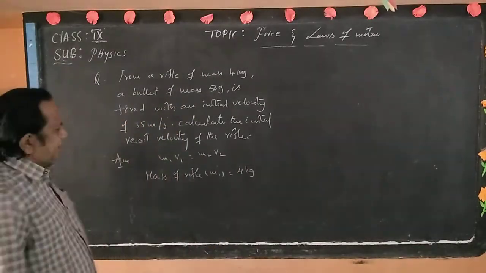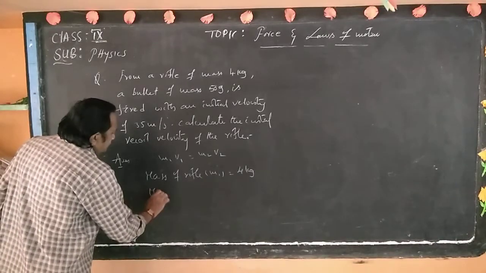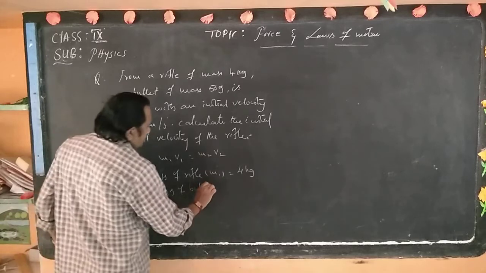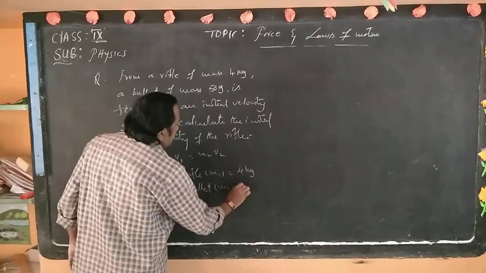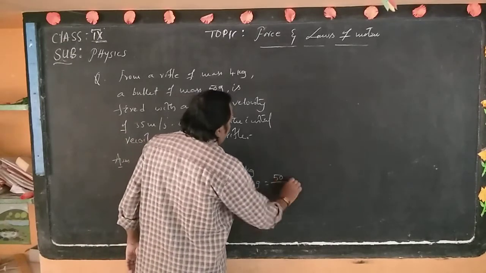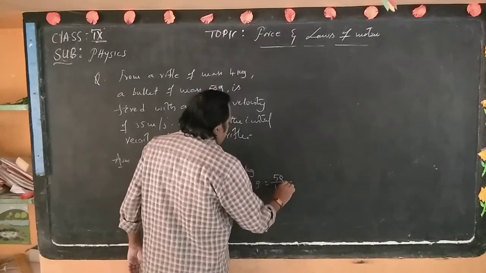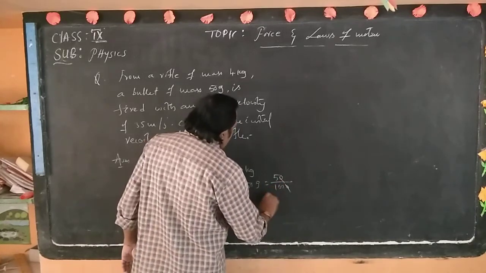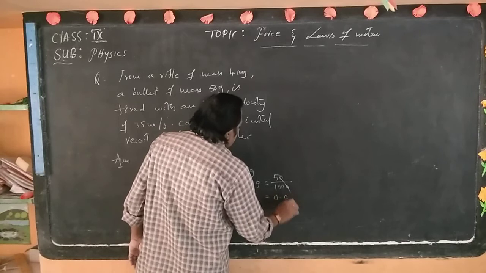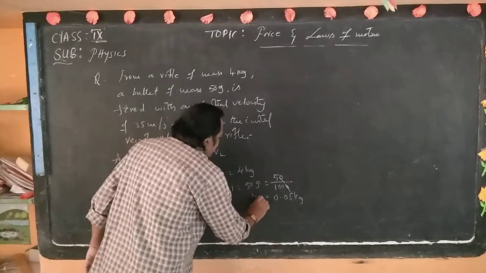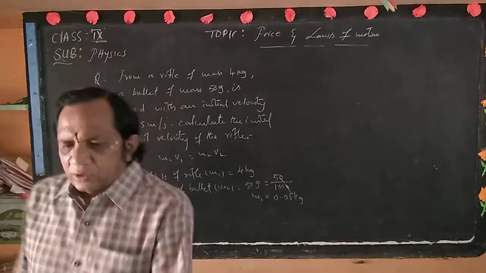And mass of bullet M2 is equal to 50 grams. 50 grams we have to convert into kilogram. 50 by 1000, zero cancel. Now divide this value, you get 0.05 kilogram. M2 value we have to get.